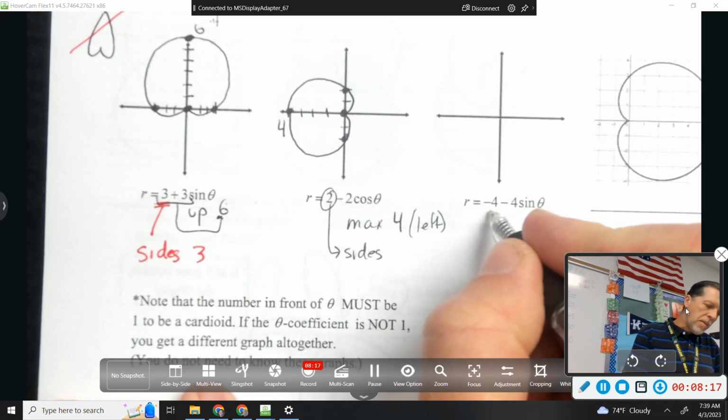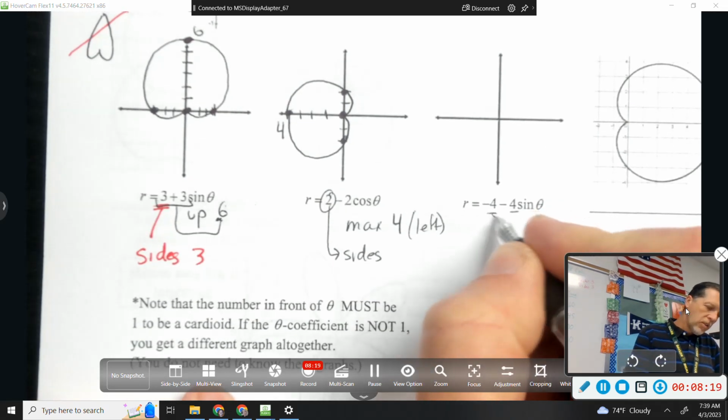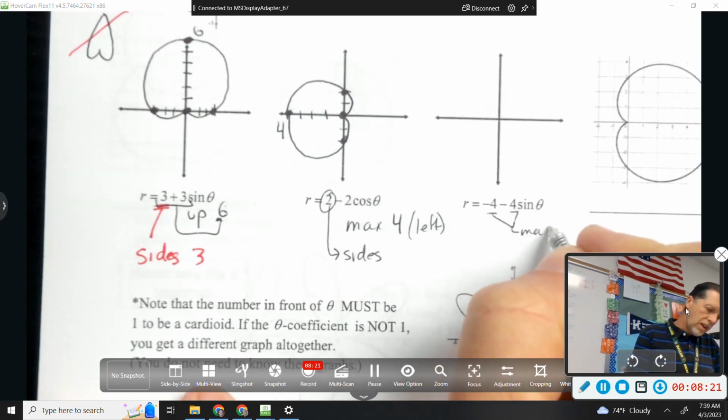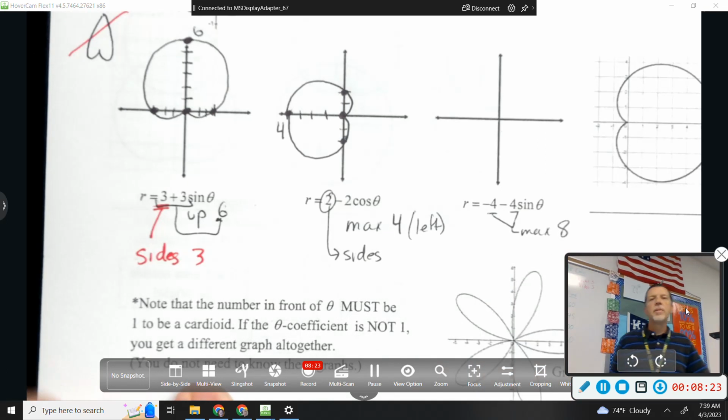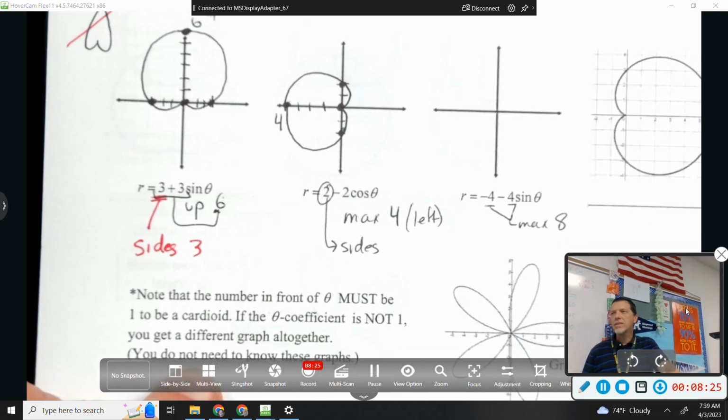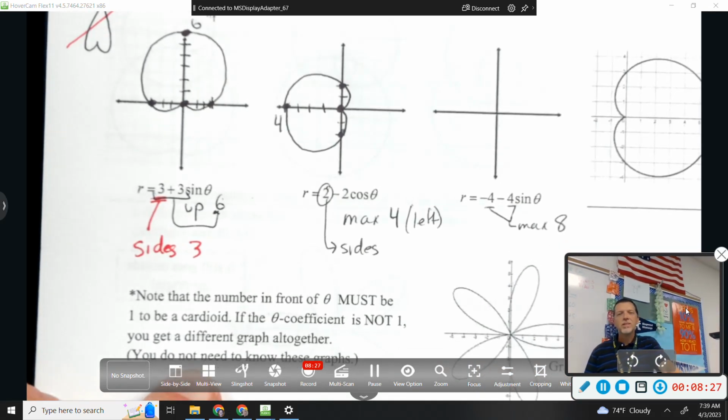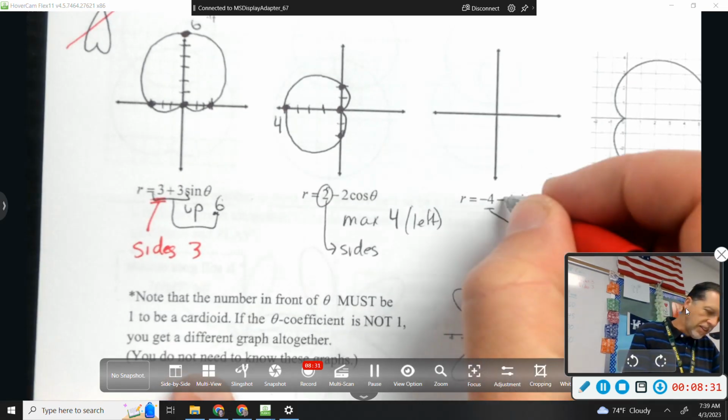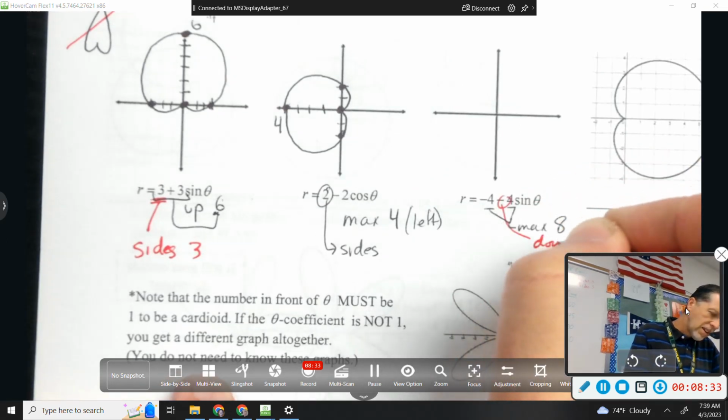All right, how about the max for this one? 8. And where should we go? 8. Left, right, up, or down? Down. Down because of this negative, so down 8.